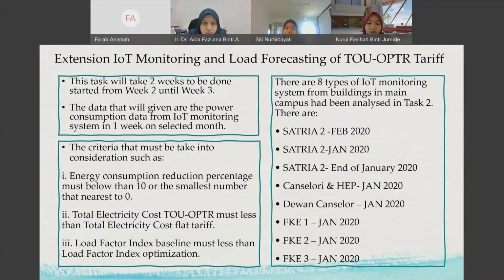And the second is the total electricity cost of PTR must be less than the total electricity cost of the flat tariff, and the load factor index baseline must be less than the load factor index optimization. In this task, we are divided among 3 people, 3 internship students. So for myself, I analyzed 8 types of monitoring system data from buildings such as Satria 2, Chancellery, Dewan Chancellor, and FKE in 2 weeks.